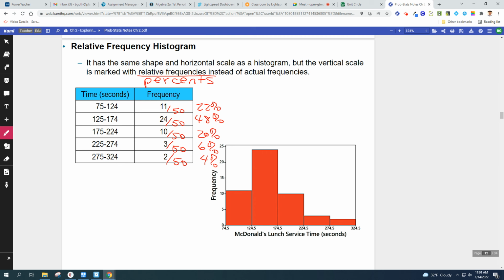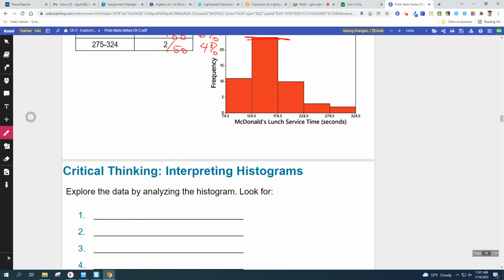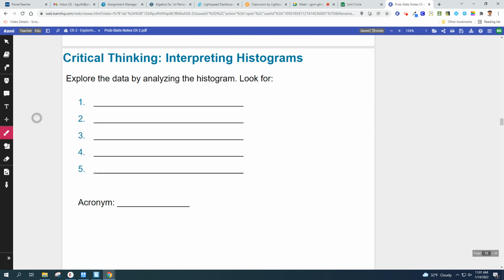So, is it easier to see the data in the histogram? Maybe. It's a nice picture that shows how high this is compared to the rest of them. So it's just a nice visual interpretation.